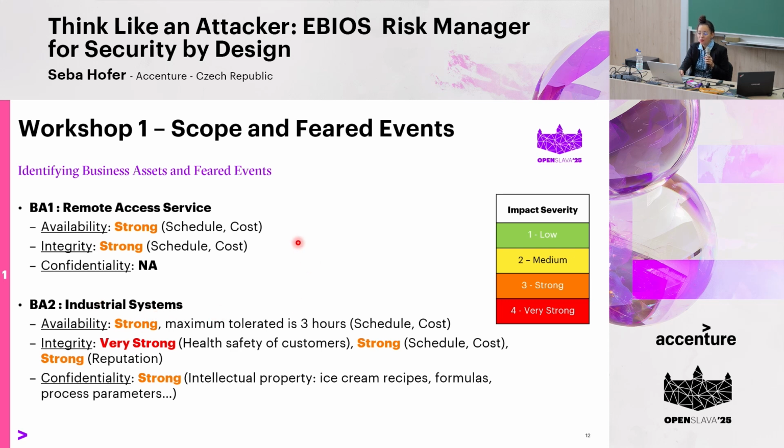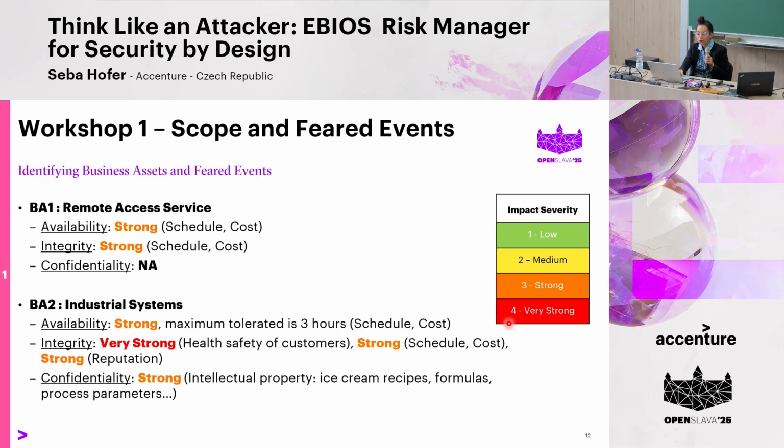And so the feared events, it's basically asking the question to the business: what would be the impact for you if the availability, integrity, or confidentiality are compromised? And for the impact severity, here we have a scale. For example, it's from 1 to 4.